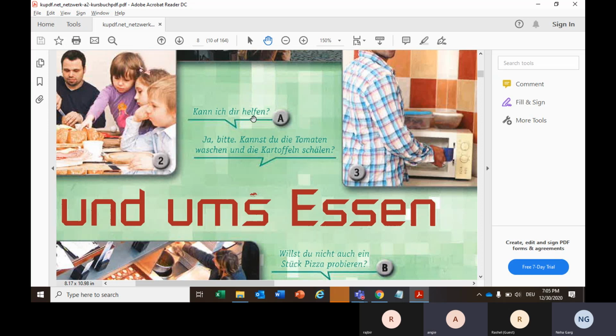Kann ich dir helfen? Ja, bitte. Kannst du die Tomaten waschen und die Kartoffeln schälen?